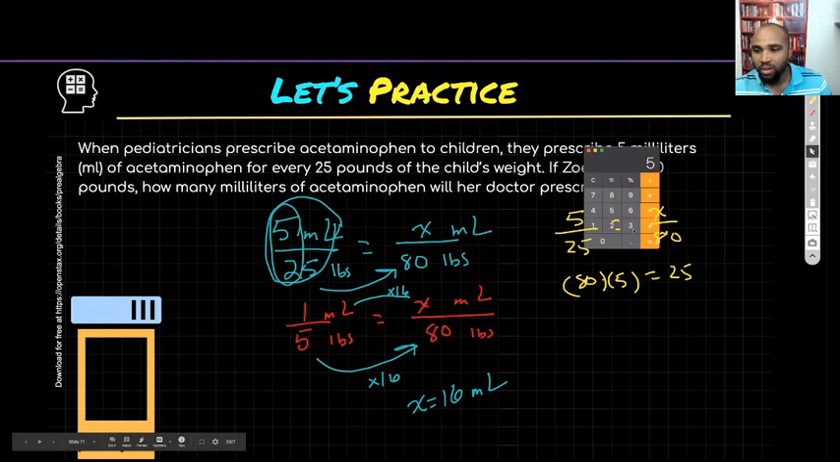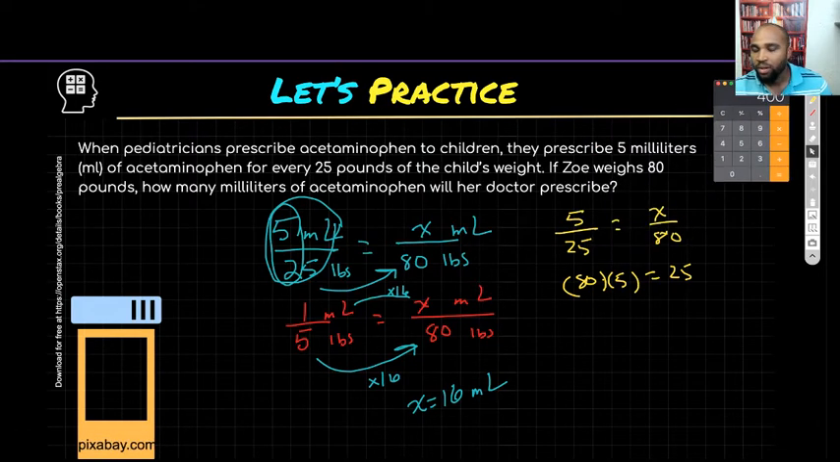Actually, I don't need my calculator for 80 times 5, do I? I already know that was 400. So that's 400 equals 25x. And how many quarters are in $4? 16. We already know that. But I'm going to go ahead and divide it by 25.